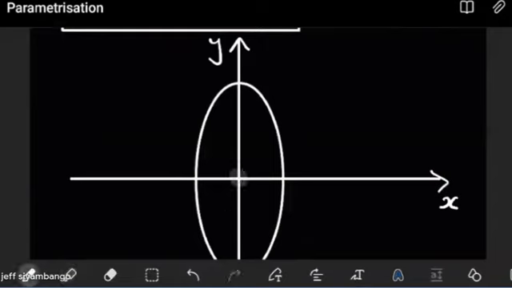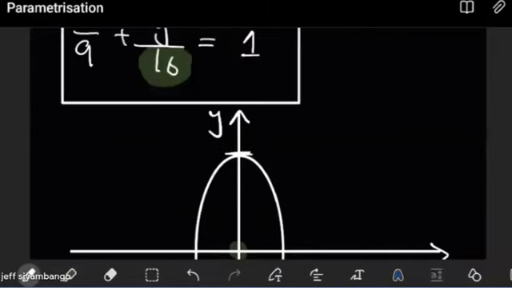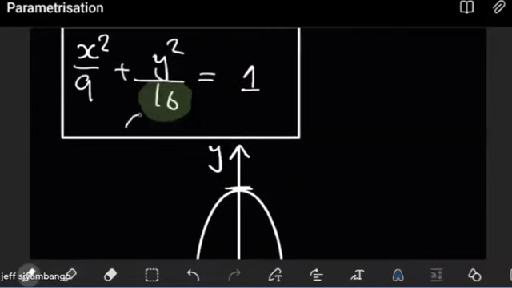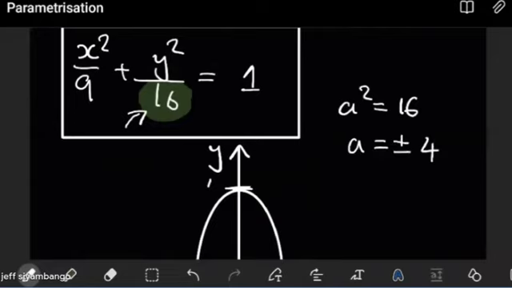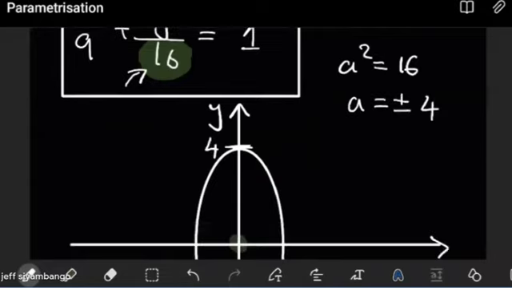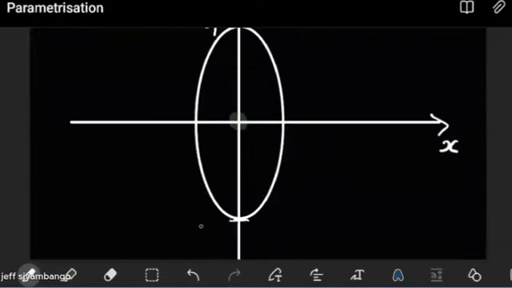So we know that a gives us where the vertices are, and as I pointed out, the major axis is where a is going to come from. So we know that a squared is equal to 16. So a has to be plus and minus 4. So the upper one will be plus 4. The lower one will be minus 4. Any questions so far?